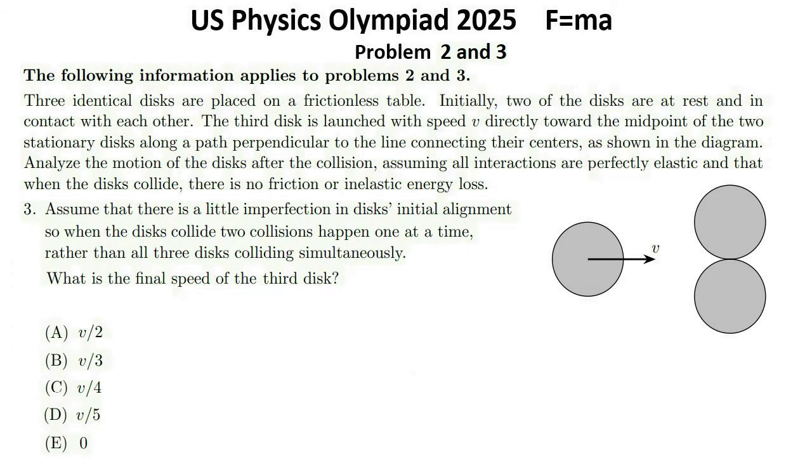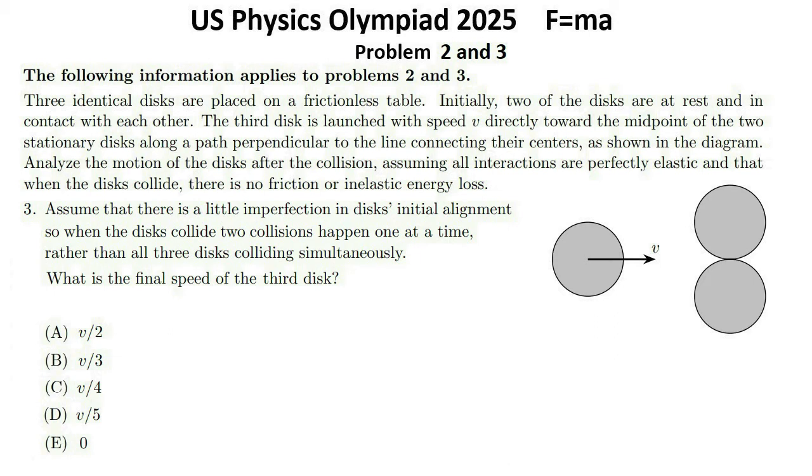Problem number 3. Assume that there is a little imperfection in the disks' initial alignment, so when the disks collide, 2 collisions happen one at a time, rather than all 3 disks colliding simultaneously. What is the final speed of the third disk? Solution for problem number 3.